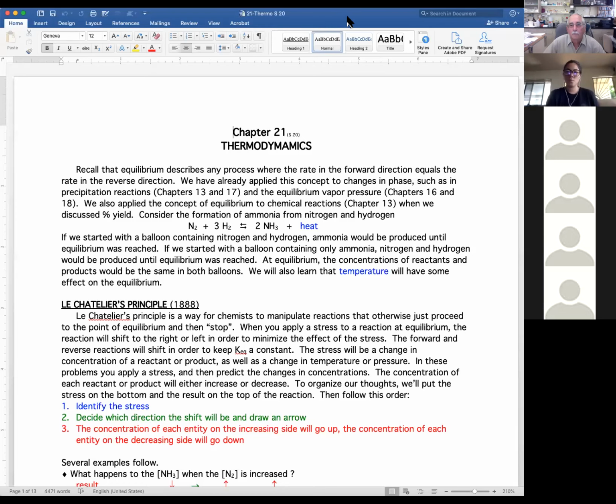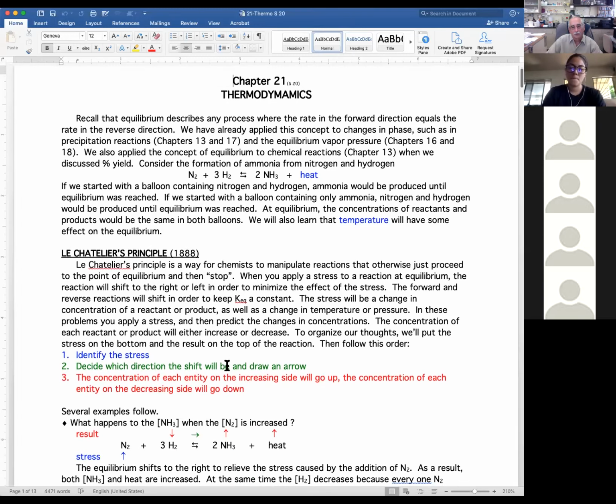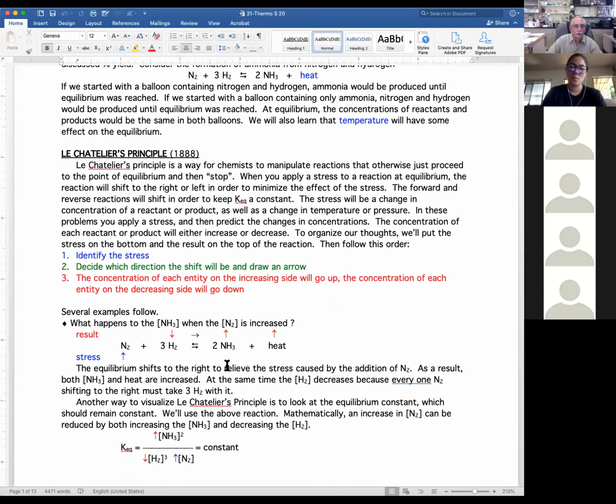Okay, so with thermodynamics, it's really about a couple of things. Thermo means heat, and then how heat moves around, but it also means how chemical reactions are affected by heat. That was the original concept. So Le Chatelier's principle is what we were doing at the end of the previous chapter.